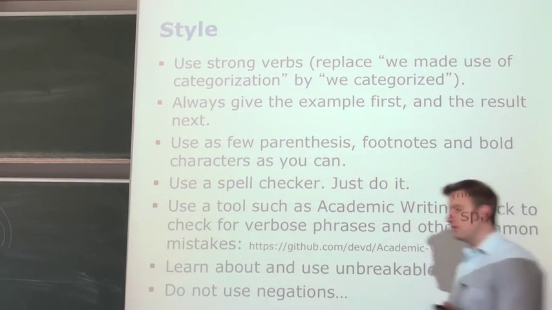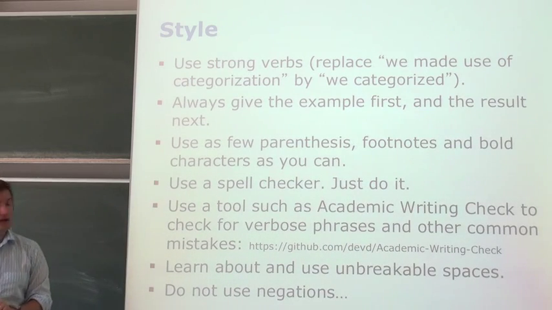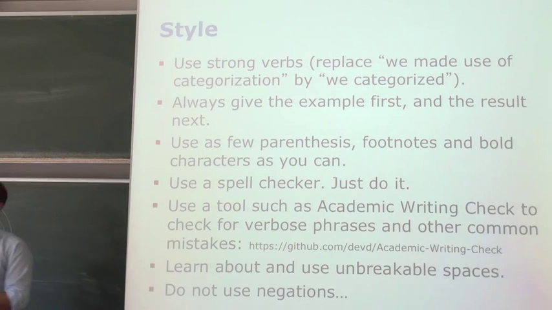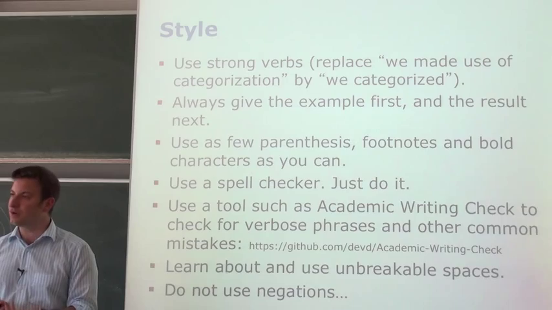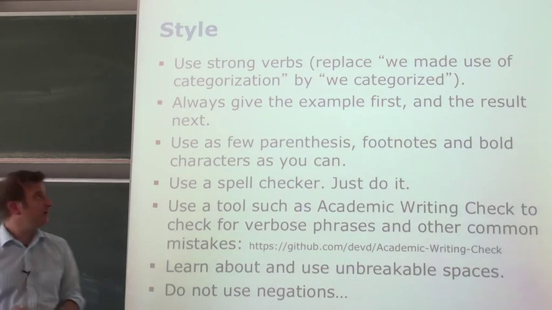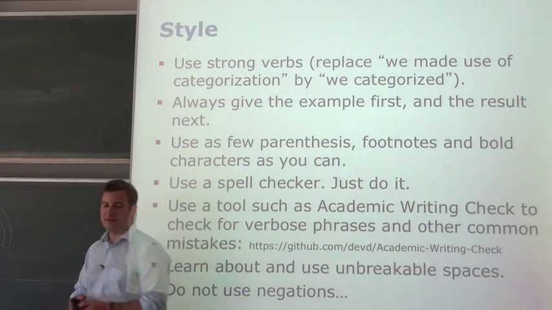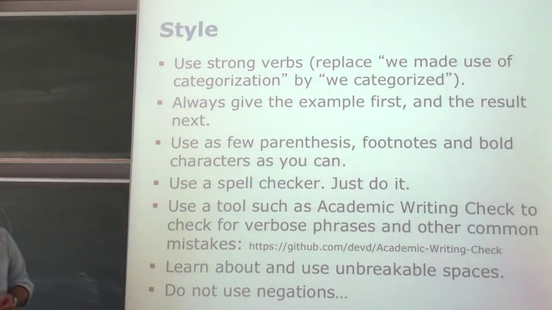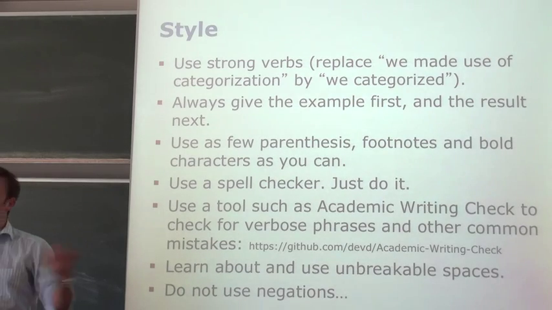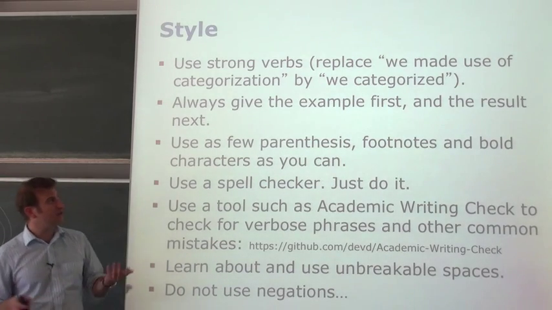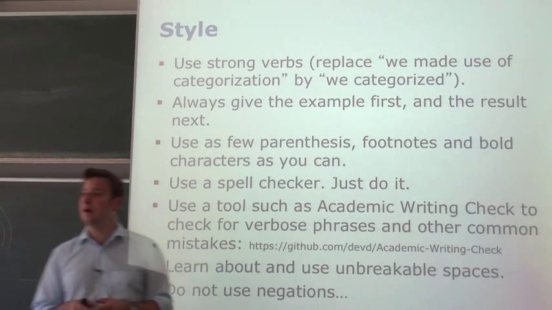So these are things one should do or should not do in order to make the paper better readable and a stronger paper which is easier to access, which is more clearly written, and is more appealing to read. So the first thing is use strong verbs. For example, replace a sentence like, we make use of categorization by we categorize. So you typically use a we form when you write that because you're typically multiple authors. Even if you're a single author, you typically use a we in academic writing.